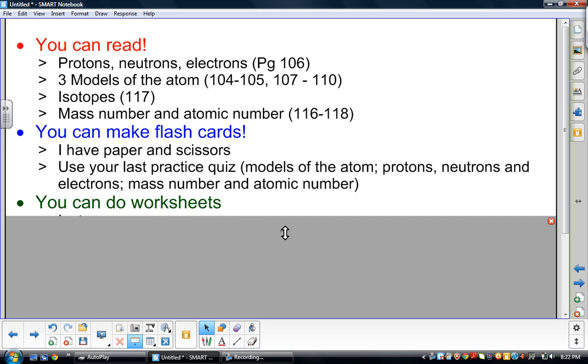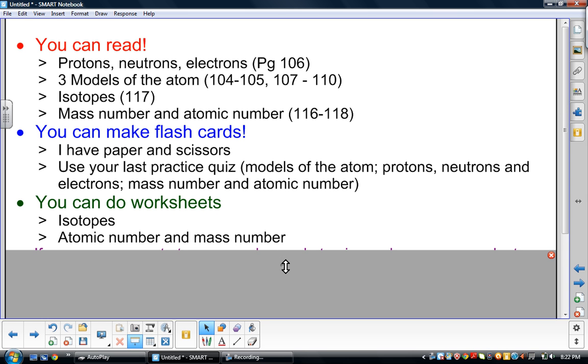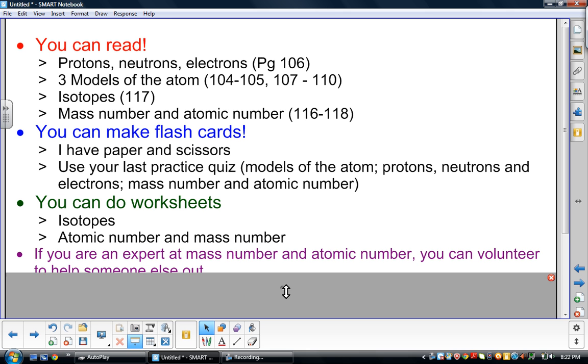You can do worksheets. I have got a worksheet on isotopes and I have a worksheet on atomic number and mass number, and your substitute has keys for those so you can check answers with him. If you are an expert at calculating mass number and atomic number, you could volunteer to help somebody else out.